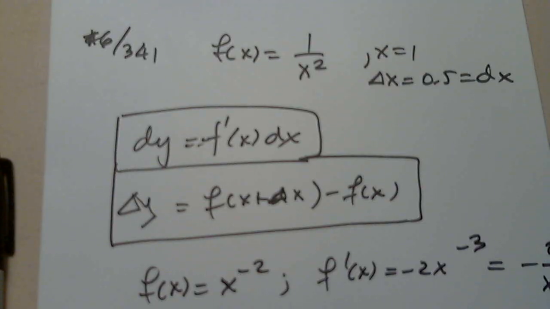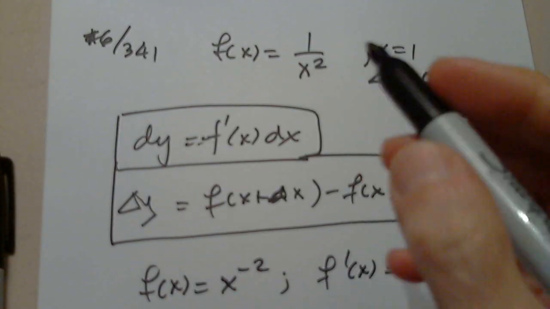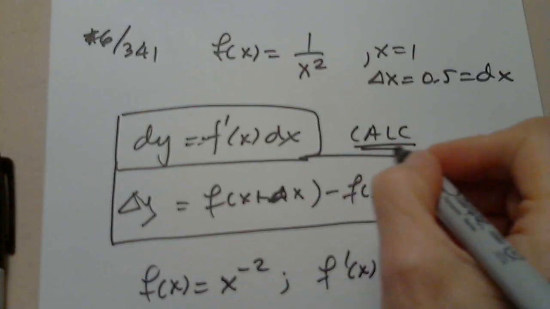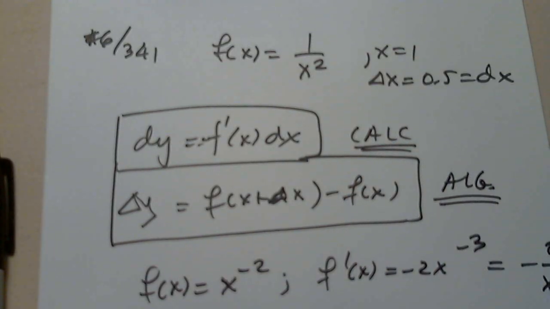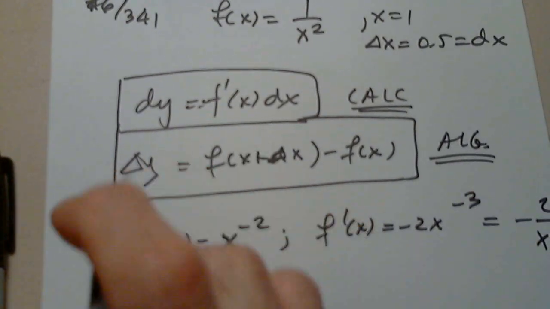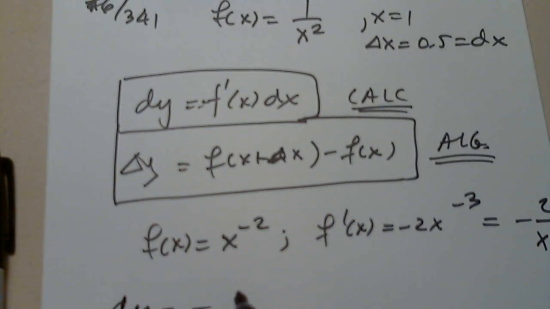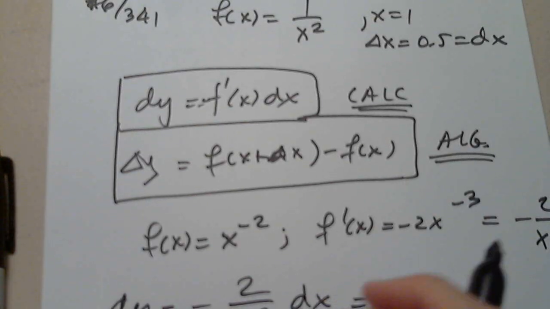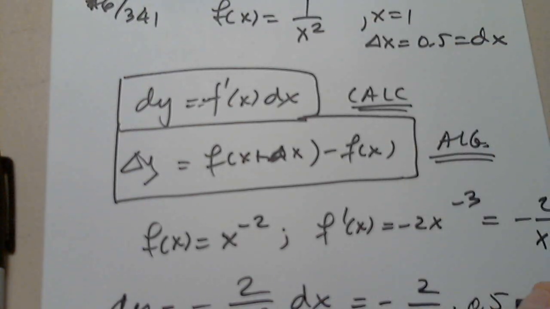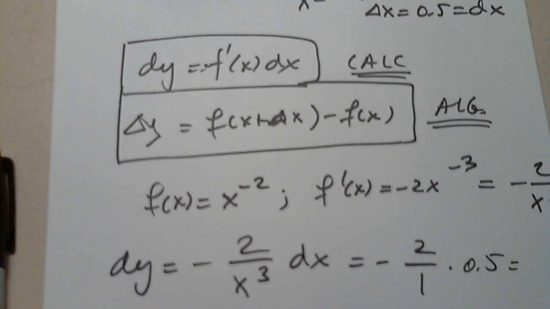So this is calculus, and this is algebra. The calculus part is dy equals negative 2 over x to the third times dx. All I have to do is plug in the numbers. I have negative 2 over 1 times 0.5, and this is negative 1.